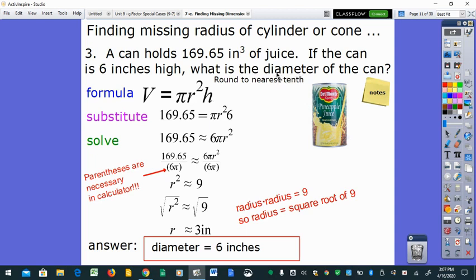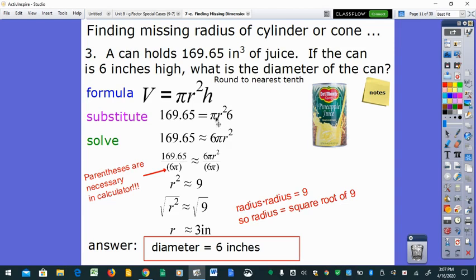Now I'm going to have to worry about that diameter at the end, but let's get to that in a second. Again, always rounding to the tenth. First thing I'm going to do is write my formula with all the variables in there: the volume of a cylinder is pi times the radius squared times the height. I'm going to go back to my problem, remembering that the 169.65 is the volume, so it's going to take the V spot. And the 6 is going to take the H spot. And we are looking for the radius, which will eventually give us the diameter in the end.